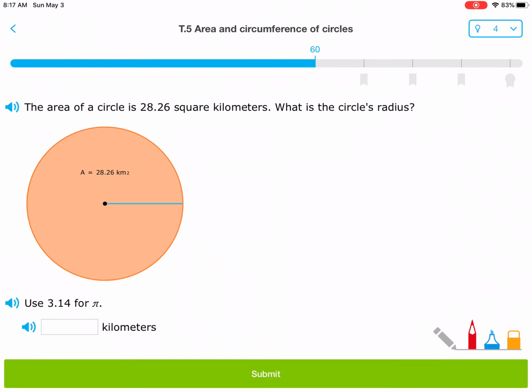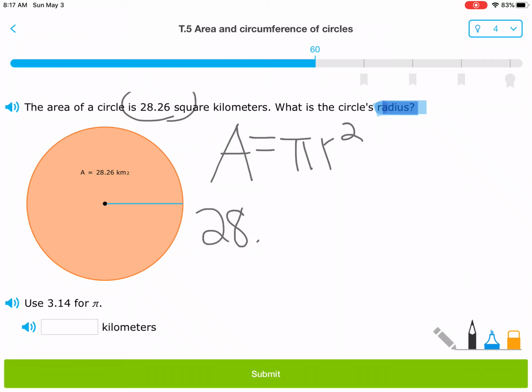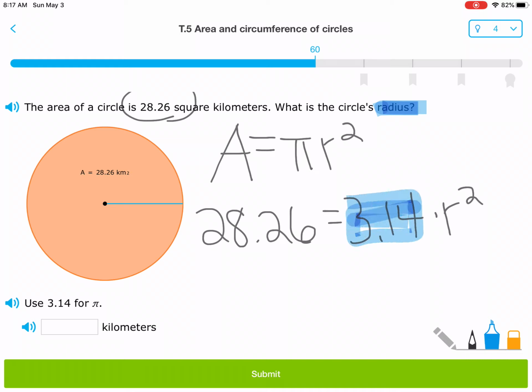The area of the circle is 28.26 square kilometers. What is the radius? Okay, so thinking about that formula sheet, area equals pi times the radius squared. And what do we know? We know the area is 28.26. We know pi is 3.14, and we're trying to find what the radius is. Okay, so just like in the last equation, this is an equation again. I have 3.14 times r squared. So what am I going to do?